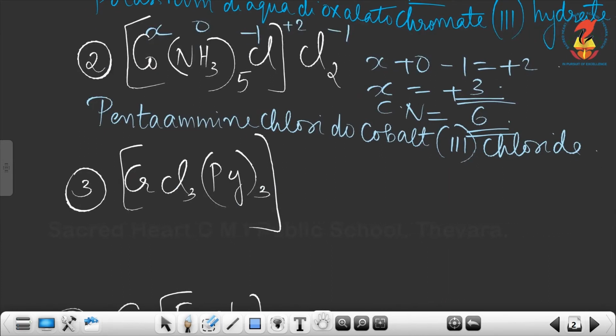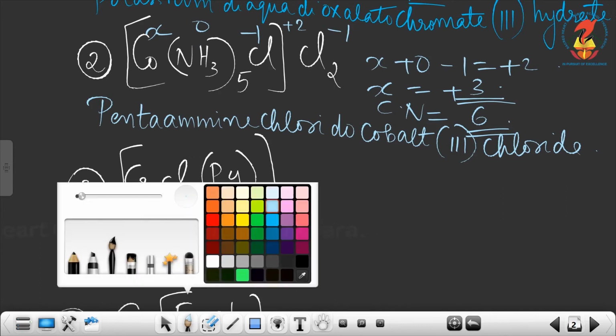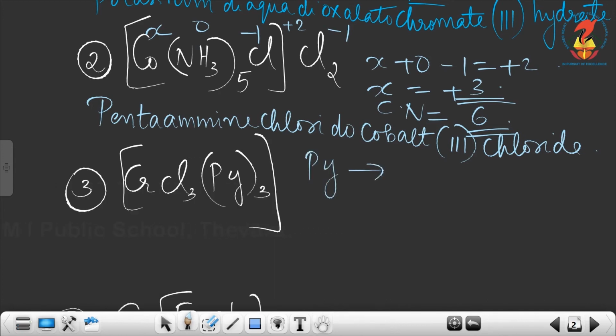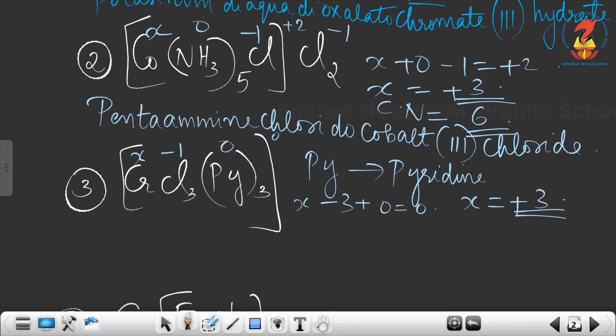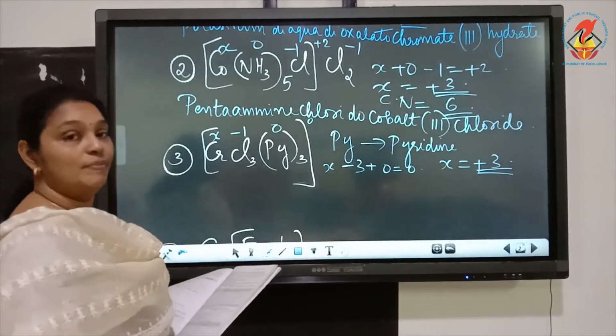Now the third question is CrCl3(Py)3. Py stands for pyridine, and its charge is again equal to 0. Now here you can see the coordination compound, the complex is also neutral. Now we have to find the oxidation number of chromium. So let's calculate. X minus 3 plus 0 is equal to 0, so X will be equal to plus 3. So the oxidation number of chromium is plus 3.